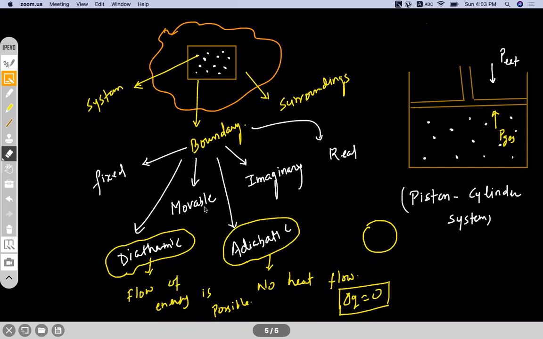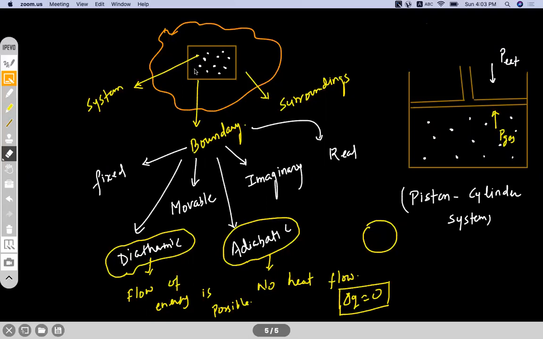So fixed, you understood. Movable, you understood. Imaginary, and the last one, real, you understood. In the question, you will sometimes get that we have an adiabatic boundary. So what should you know? You should know that the boundary is adiabatic, so delta Q will be zero. There's no heat exchange. If the boundary is diathermic, there is flow of energy. Mass flow is not there, but energy can get exchanged. This information you should know.